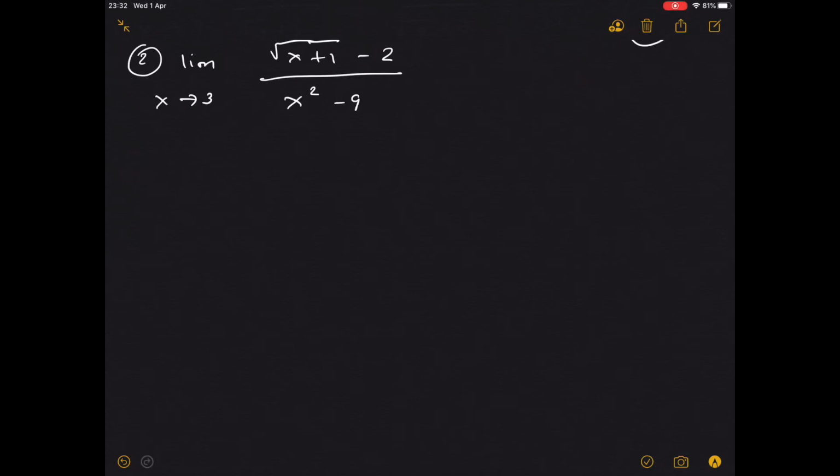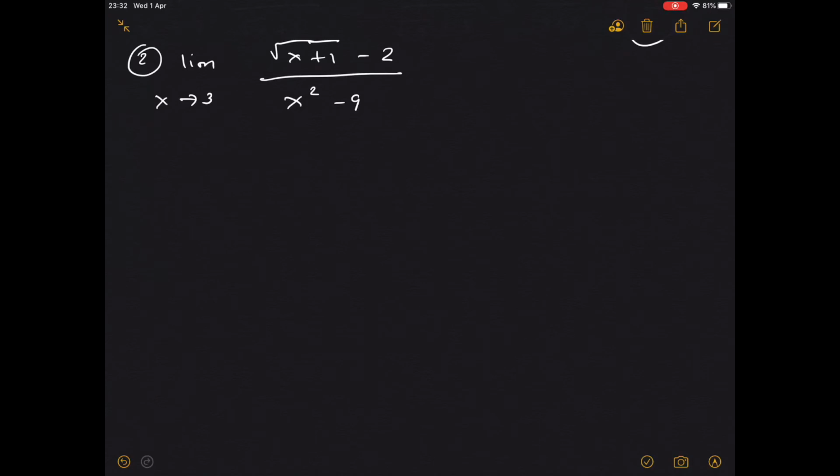Let's have another example for this type of question, another one with a square root. So example number 2: the limit when x approaches 3 of the function root x plus 1 minus 2 over x squared minus 9. If we substitute directly the value x equals 3, it will give us another 0 over 0 here.